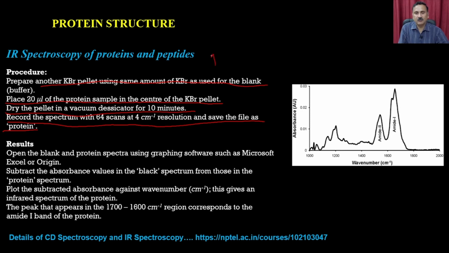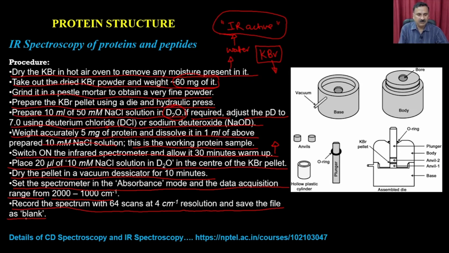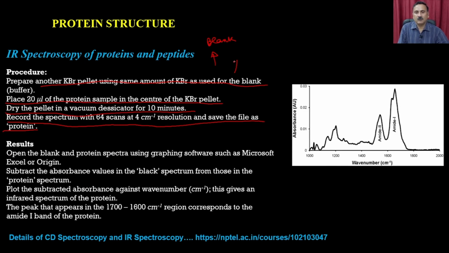which means you are going to have two files. You are going to have the blank file, which we have generated in the previous step, and then you are going to have another file which is going to be the protein file. Now, how are you going to analyze these files?